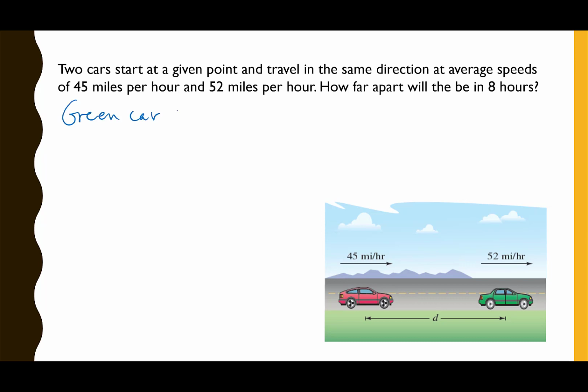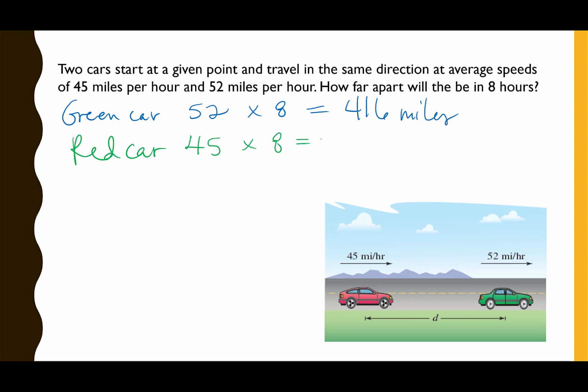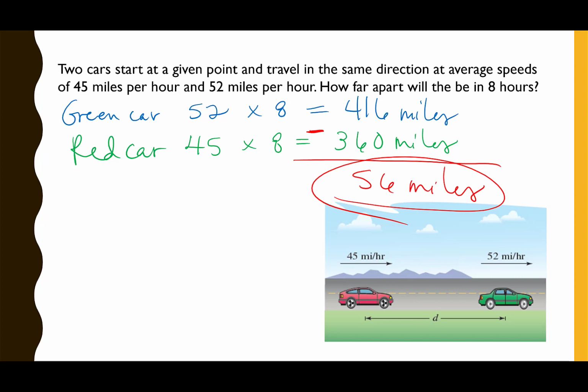First, the green car, after 8 hours, if it's been traveling 52 miles per hour, that's 52 times 8, which is 416 miles. The red car is traveling 45 miles per hour. So after 8 hours, the red car has traveled 360 miles. And now this is the easy part. To find the distance between them, we're going to subtract those 2 miles. 416 minus 360 equals 56 miles. So after 8 hours, these cars are 56 miles apart.